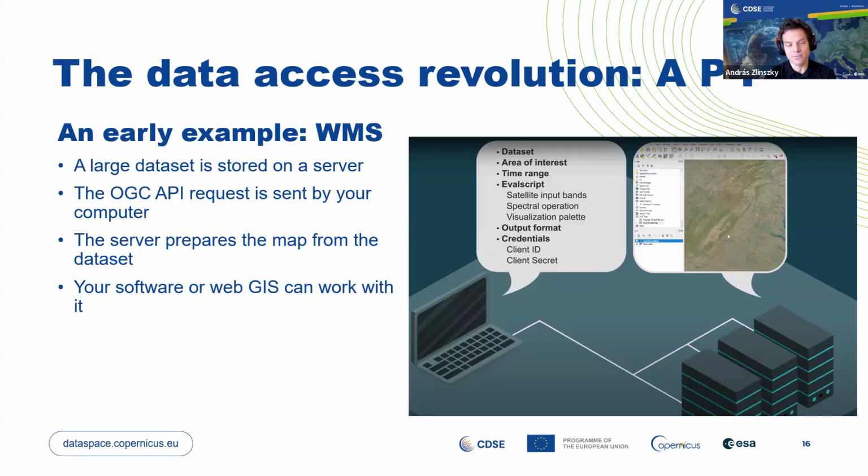You don't need to download all of it. It tells the remote server which part of the screen is showing what part of the map, and the server prepares the map for you, and your software or your web GIS can work with it directly. This has been used for maybe even decades. It's an early example of API access to data.